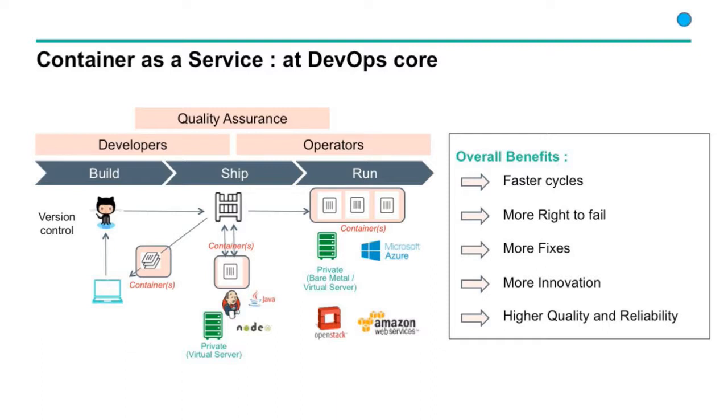As you can see here, you have faster cycles. That enables more right to fail because you have more capability to include fixes in an agile manner. This means more innovation and higher quality and reliability for your applications.